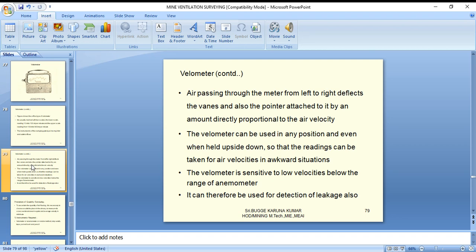The velometer can be used in any position, even when held upside down, so that the reading of air velocity can be taken in an awkward situation. The velometer is sensitive to low velocities below the range of the anemometer. It can therefore also be used for detecting leakage.